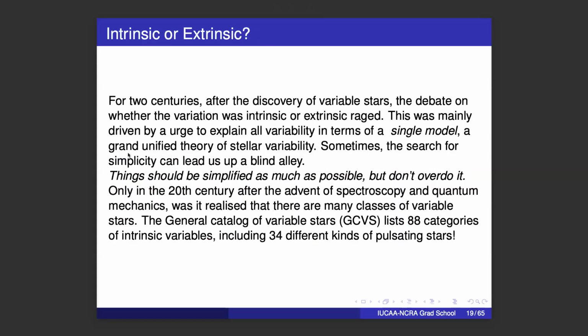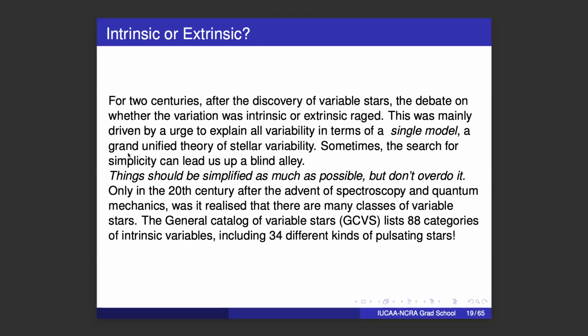Okay, so variable stars were discovered a long time ago. There are a few variable stars in the sky which vary quite observably. Over human lifetimes, they vary quite a lot in brightness. So people knew that these stars exist.